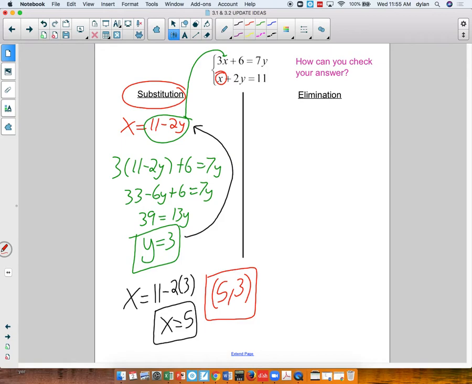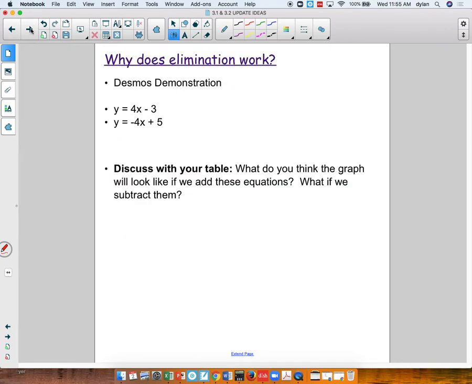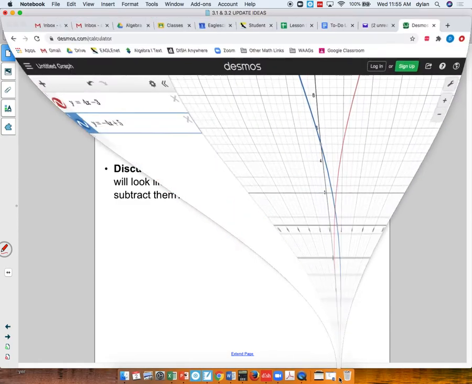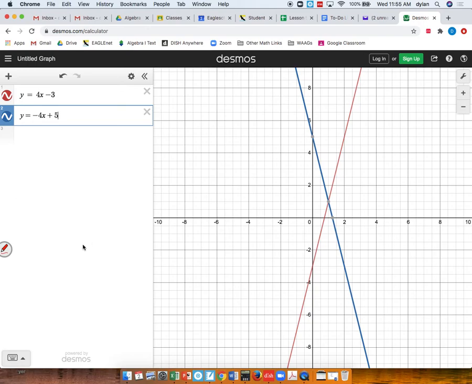So the next thing I want to look at is why solving algebraically actually works. And we can think about this from a graphical perspective. And I'd like you to think about it for a second. So the question is, what do you think the graph would look like if we added these equations? And what do you think the graph would look like if we subtracted these equations? So I've got these two equations on Desmos, and I want you to think about what the result would be if we add the two functions together and what it would be if we subtract them. So it might be a good idea to pause the video and think about that for a moment.